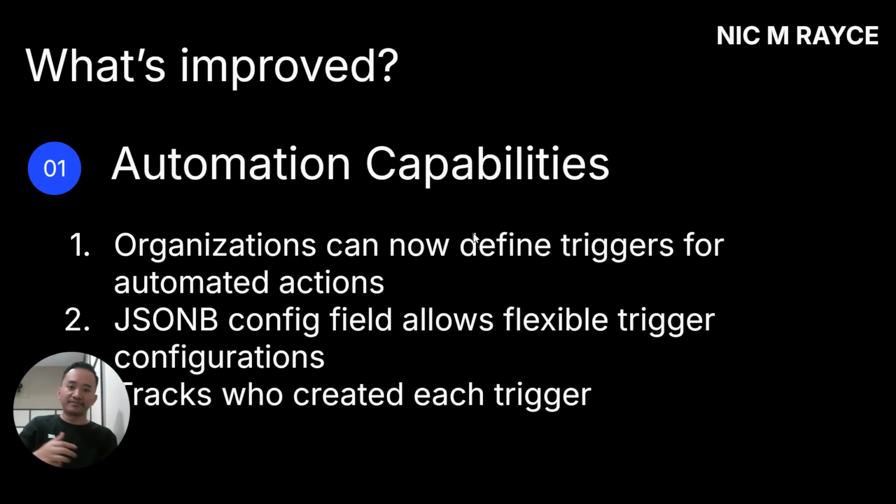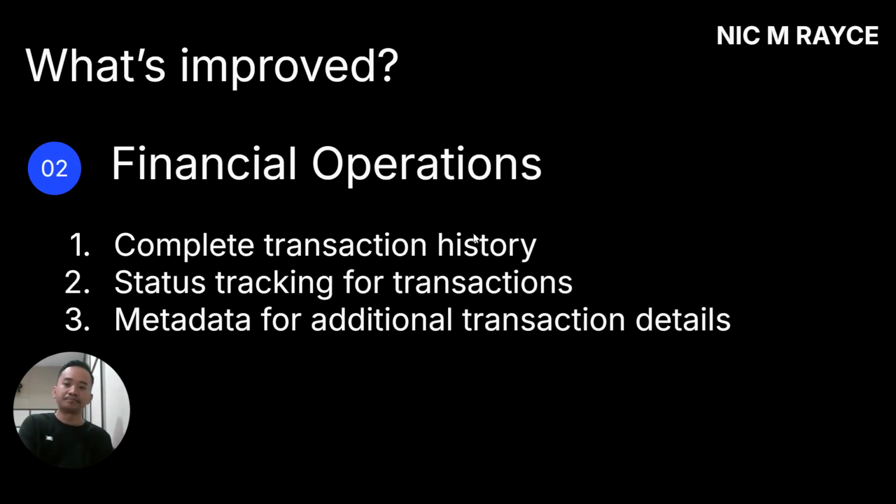And then the JSON config field allows flexible trigger configurations. And then most importantly, we want to track who created each trigger. Very important as well. We want to know if there are 10 different employees or 10 different department leaders, and they create all these different kinds of triggers. We definitely want to know who the owner is for each trigger, so that we can always check back with that person and ask, hey, why did you create the trigger? Is that important? Maybe we should change it or something like that.